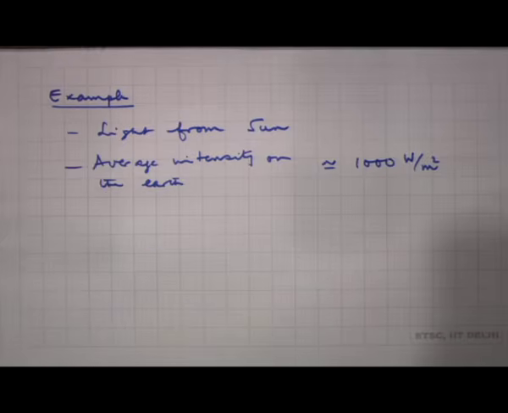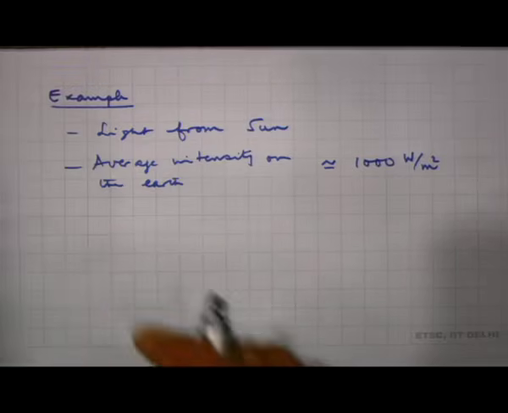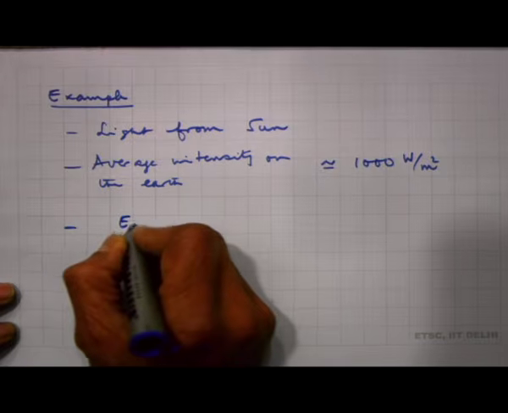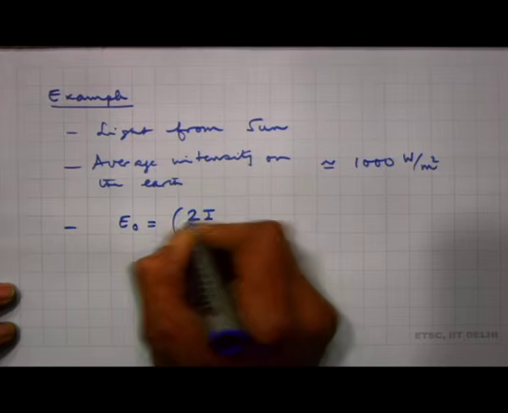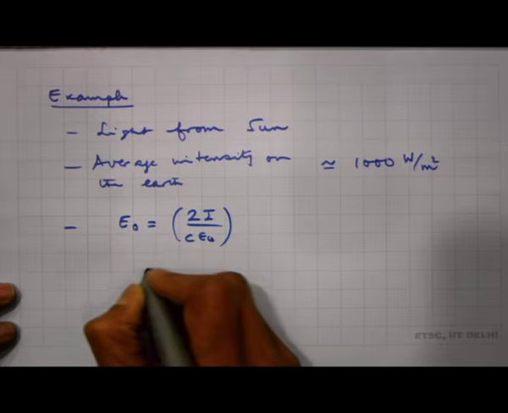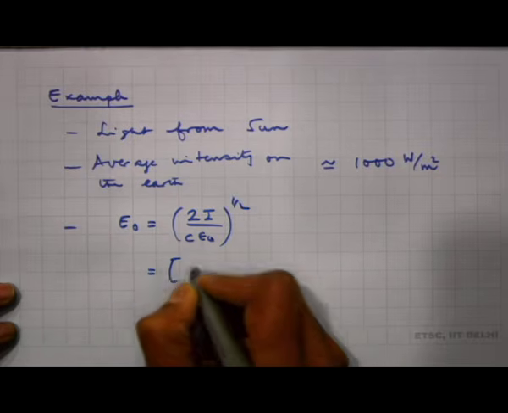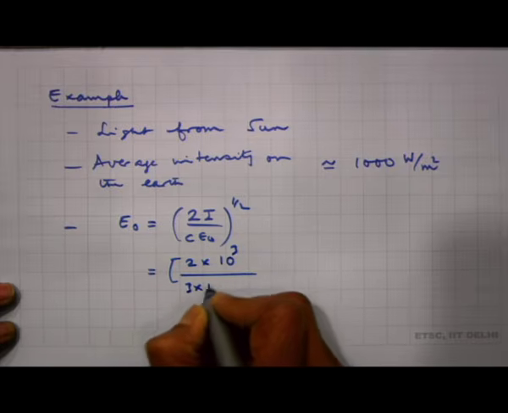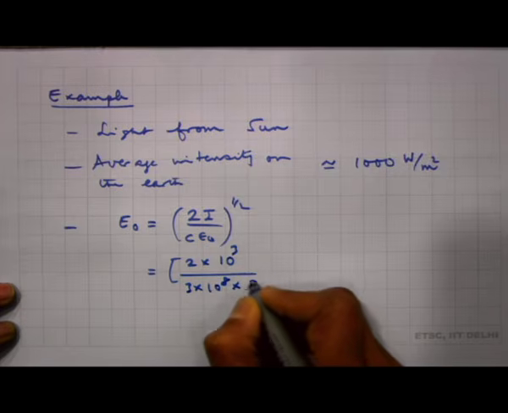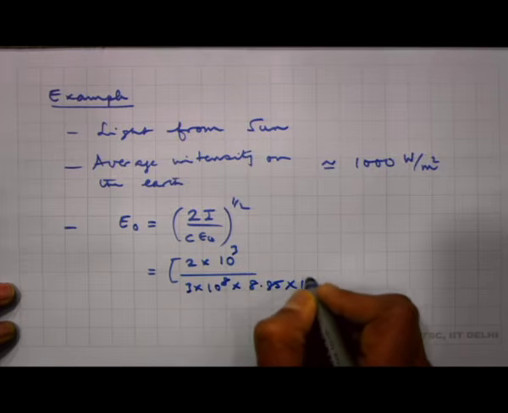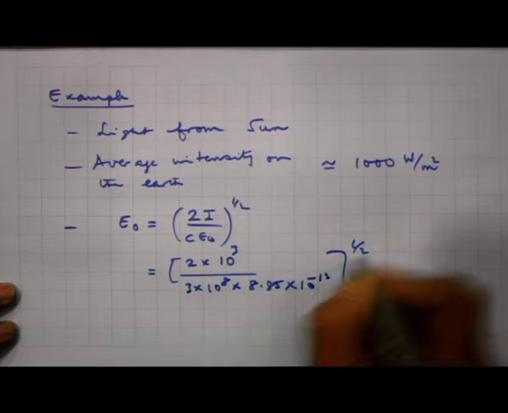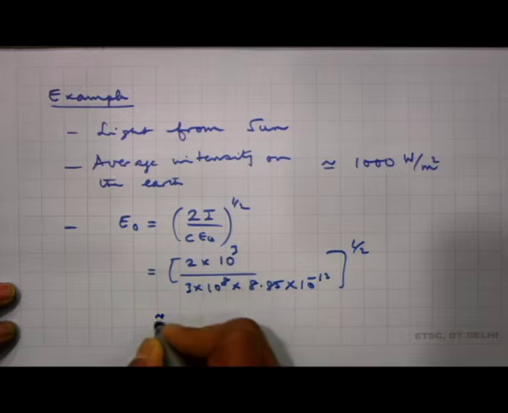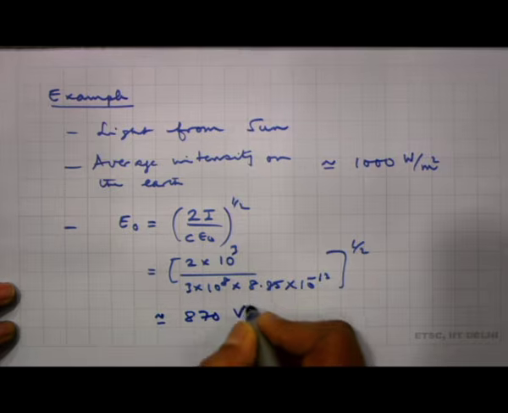So, I can use this. I am assuming that it is a single frequency wave and it is just on an average. I can use this equation to calculate the electric field. So, E naught, the electric field of the sunlight, is equal to 2 I by c epsilon 0, all raised to the half, which is equal to 2 into 10 to the power 3 divided by the velocity of light in free space, 3 into 10 to the power 8, into epsilon 0, which is 8.85 into 10 to the minus 12, raised to the half, and this comes out to be approximately 870 volts per meter.